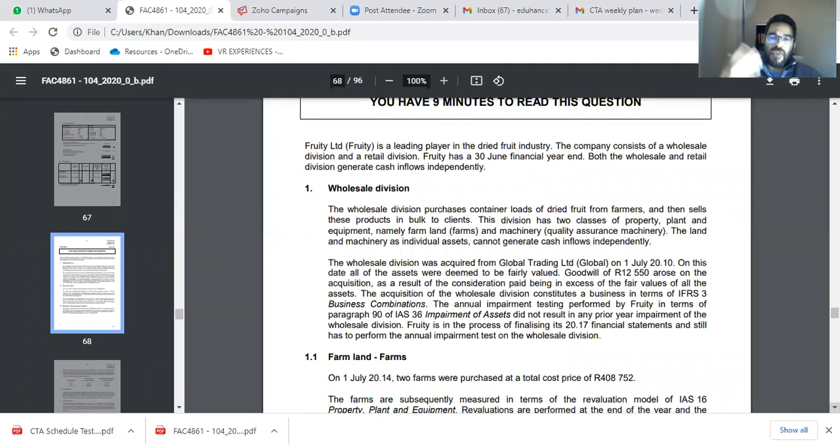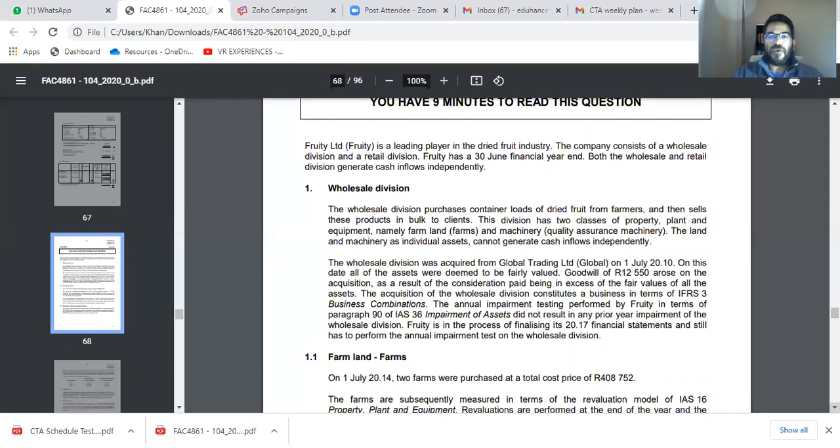They also tell you that the company has a 30 June financial year end. So make sure you write that somewhere on your exam paper, because you need to keep that in the back of your mind. Actually, it must be in the front of your mind that you are busy with a financial year end, 30th of June. And then the last sentence is critical. They're telling you the wholesale and the retail division generate cash inflows independently.